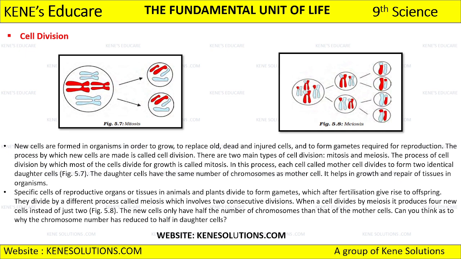So can you think as to why the chromosome number has reduced to half in the daughter cells? What do you think? I hope you all have got the difference that exists between mitosis and meiosis, right? So I just want you all to draw both the diagrams of mitosis and meiosis and write all the points in your book as well.